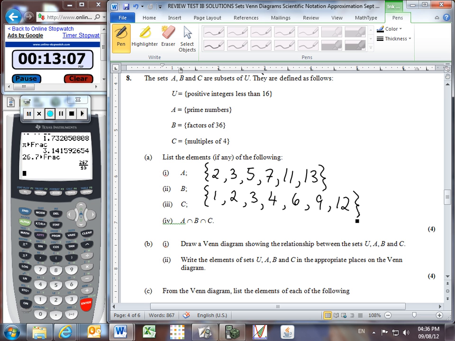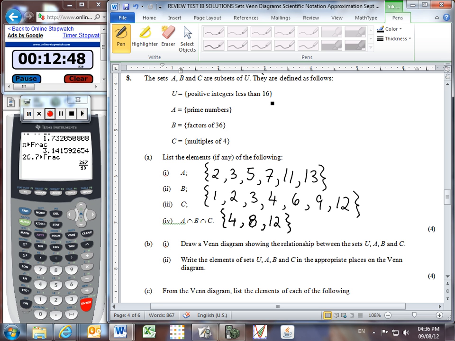And set C is the multiples of 4, and so we've got 4 as the smallest positive integer that is a multiple of 4. It's 4 times 1. Here's 4 times 2. Here's 4 times 3. And 4 times 4 would be 16, but I have to do only numbers less than 16.